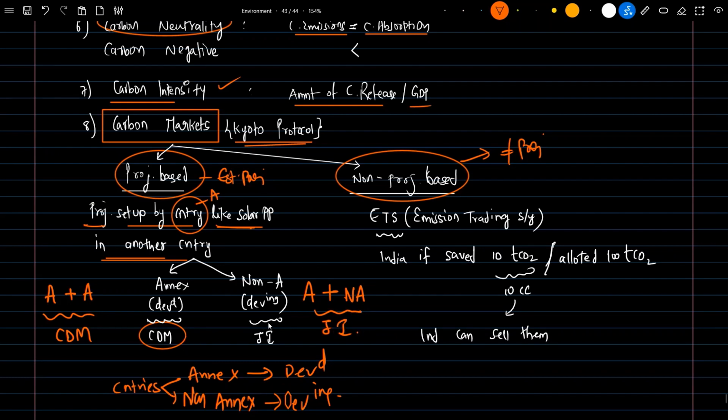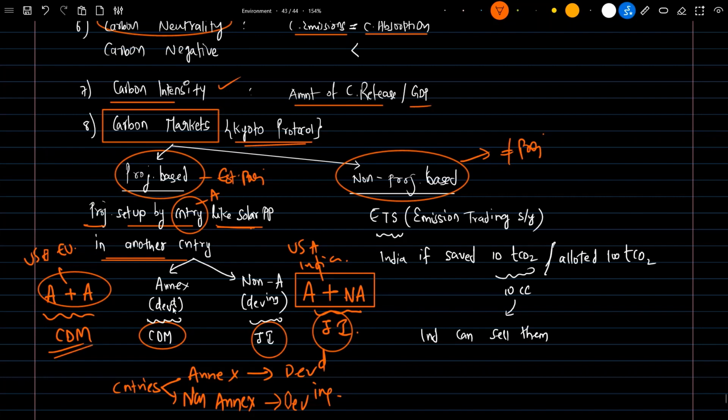Only the name is different. Simply, annex plus annex means an annex country is investing in another annex country, for example, USA investing in European Union. Joint implementation means an annex country is investing in a non-annex country, meaning a developing country. Let's say USA is investing in India. Then it is called joint implementation. Here it is called clean development mechanism. This is about project based.